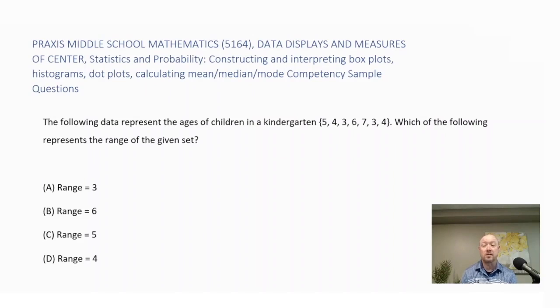The following data represent the ages of children in a kindergarten: 5, 4, 3, 6, 7, 3, 4. Which of the following represents the range of the given set? When we're dealing with range, we're looking for the highest in the set minus the lowest. The highest value is the age of 7, and the lowest age is 3. So 7 minus 3 is 4. So the correct answer is D, range equals 4.